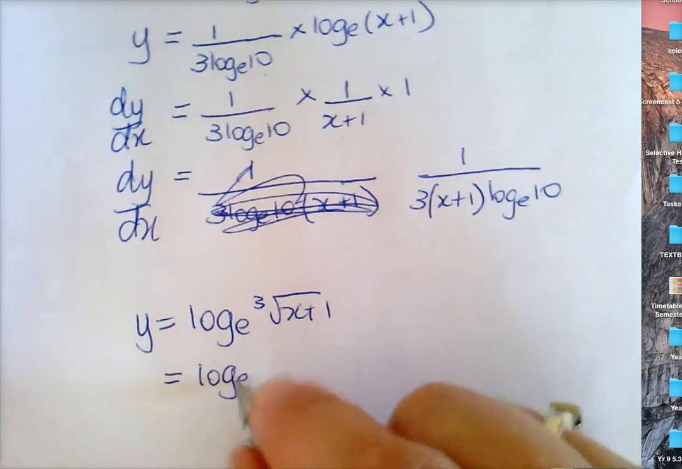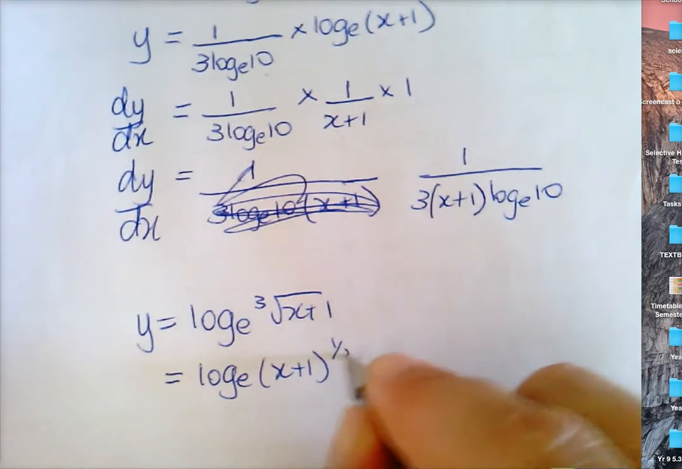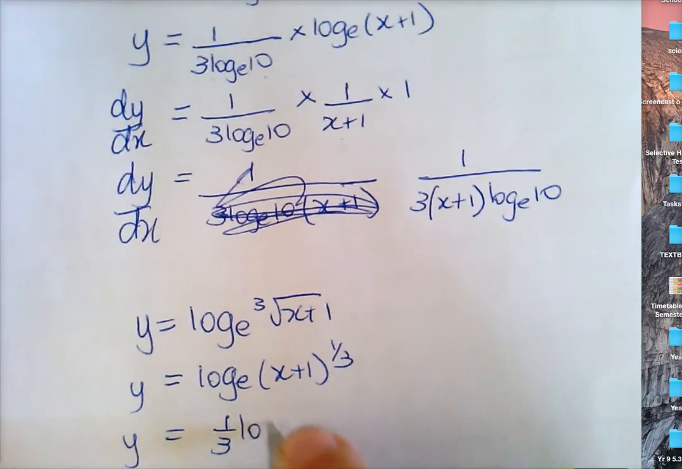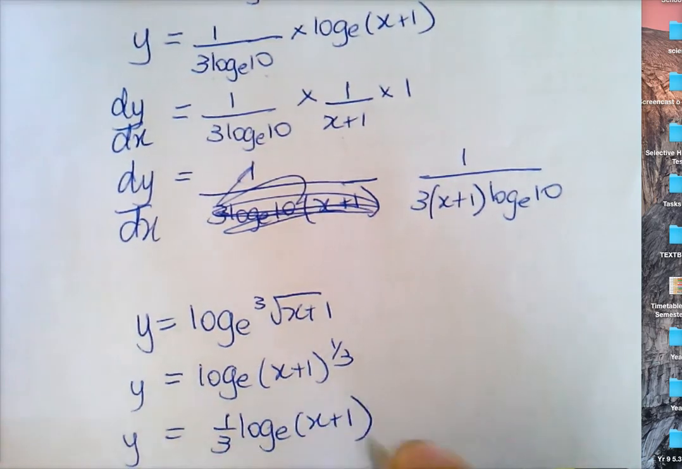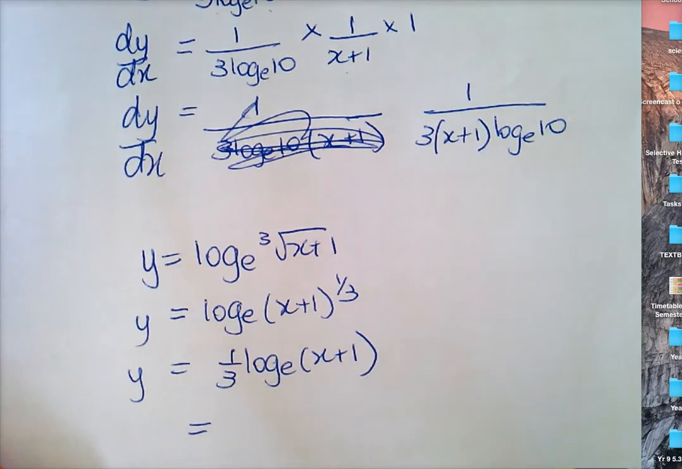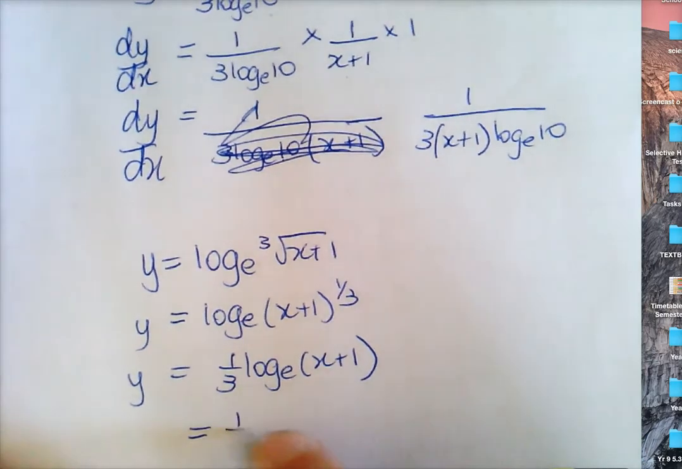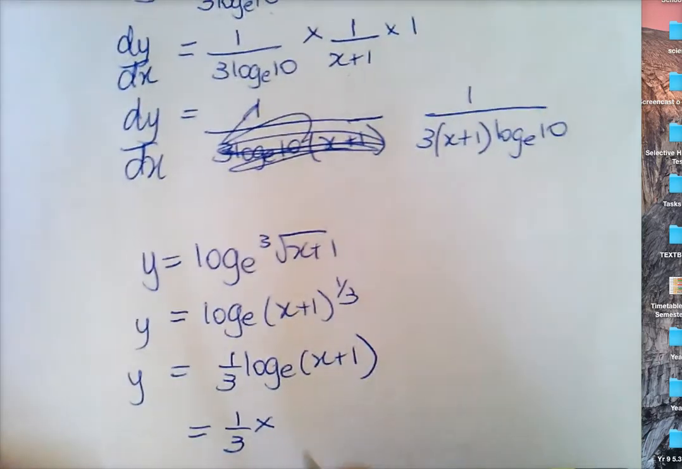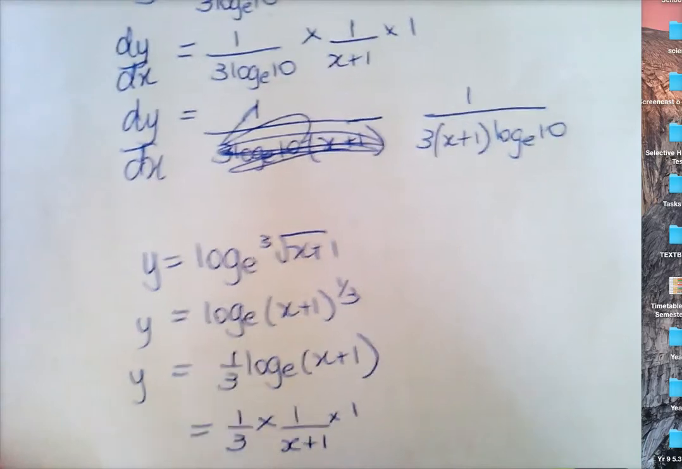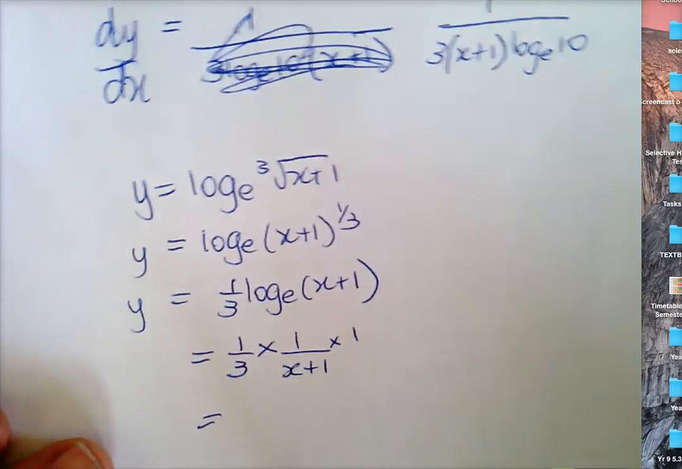So this would be log to the base e of (x plus 1) to the third, which is 1/3 log to the base e of x plus 1. Now differentiate. I think these were meant to be e's in the book and they just didn't put it. So you differentiate that and you get a third times what? x plus 1 times 1. We okay with this one? Because that's what it was meant to be.